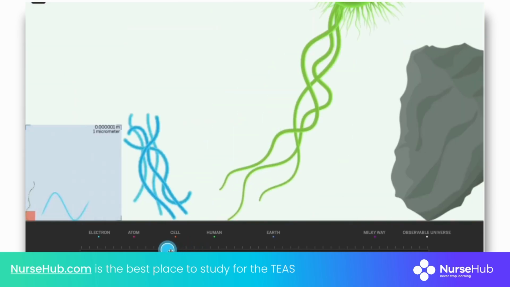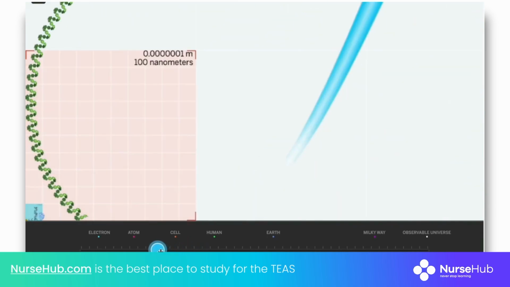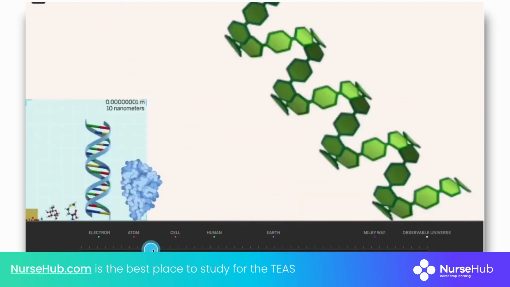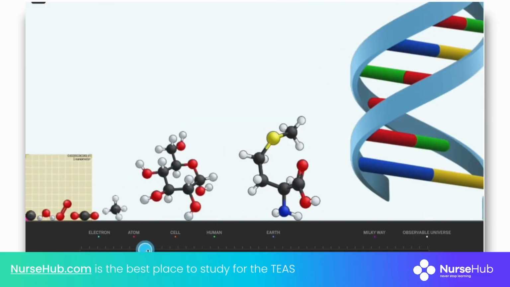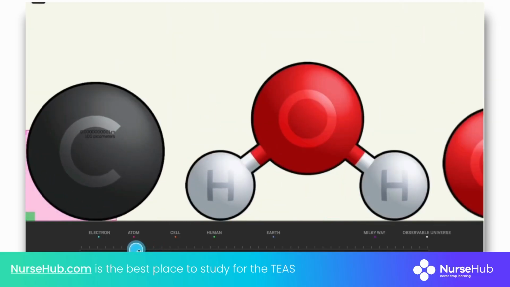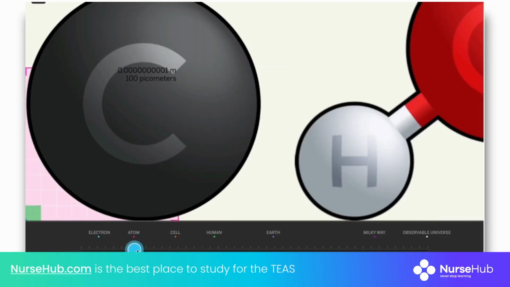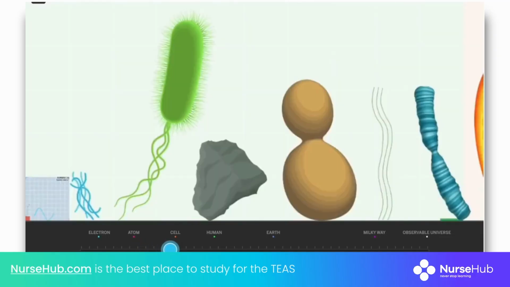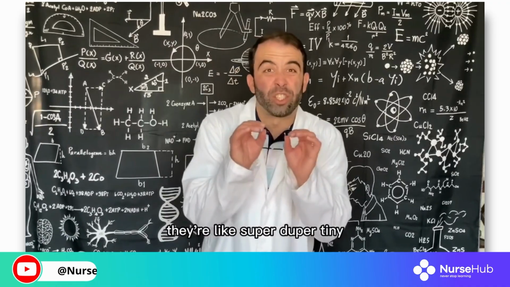So check this out. You zoom in super, super tiny past DNA, zoom in a little more, and you got some big protein molecules, zoom in even more, and there's some molecules, which are groups of atoms, and that right there is the carbon atom. That's just for a sense of scale, how small it is. So yeah, they're super duper tiny.